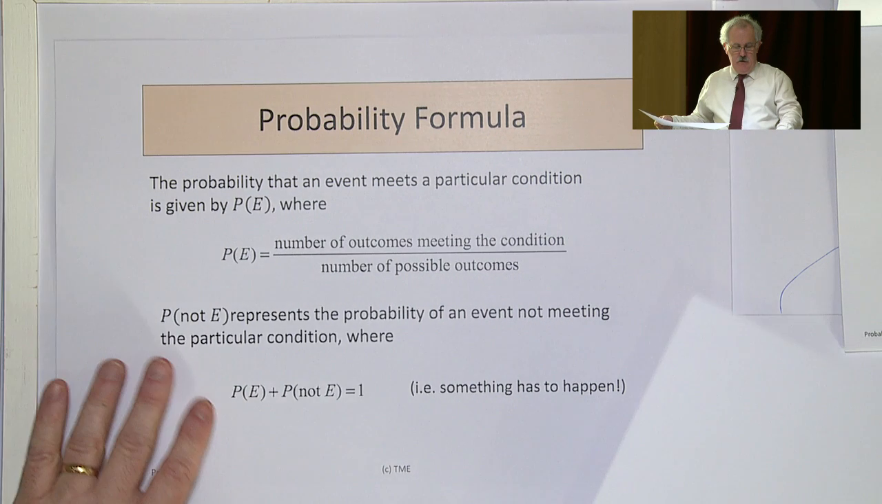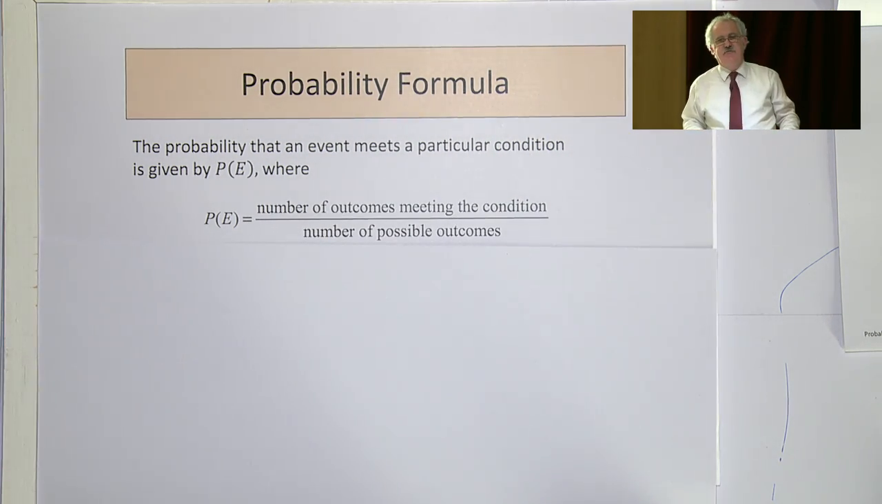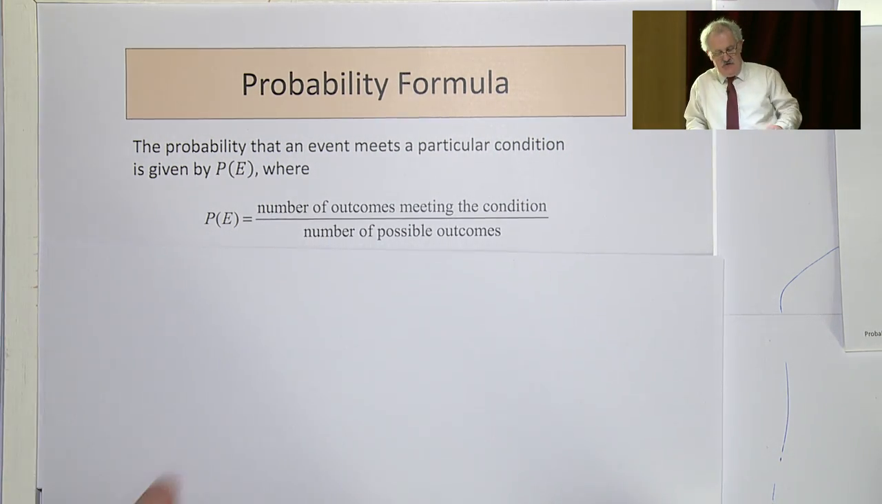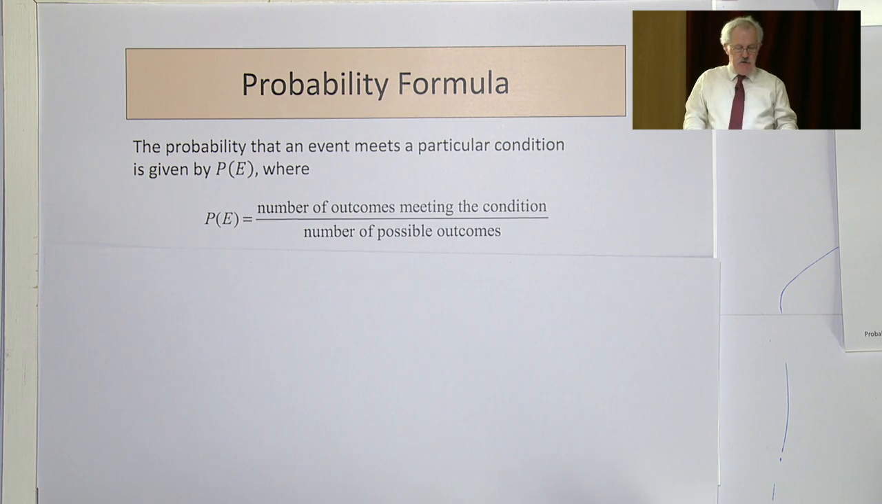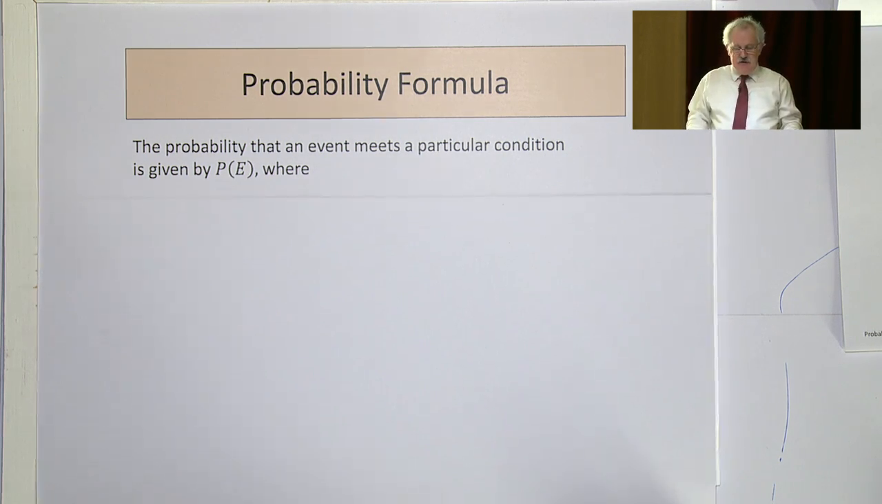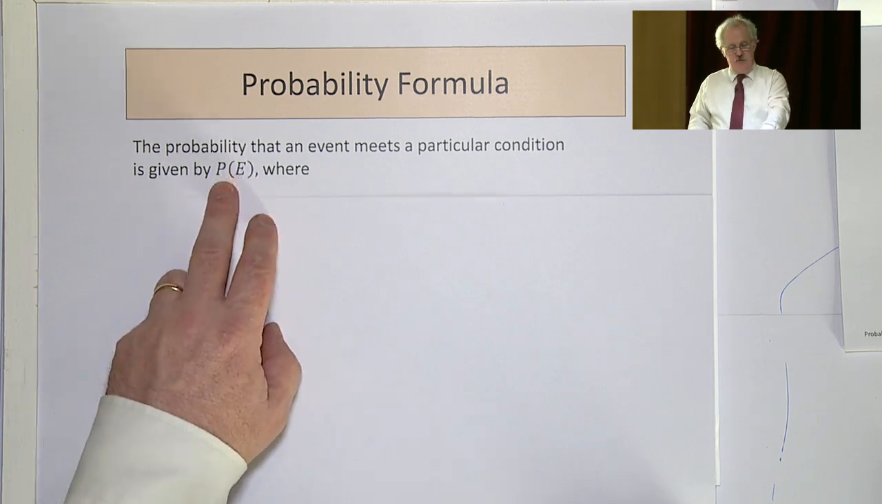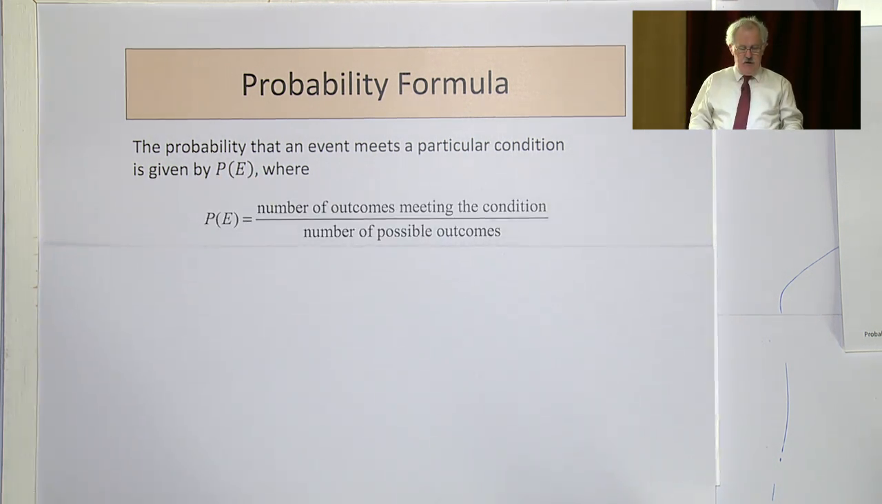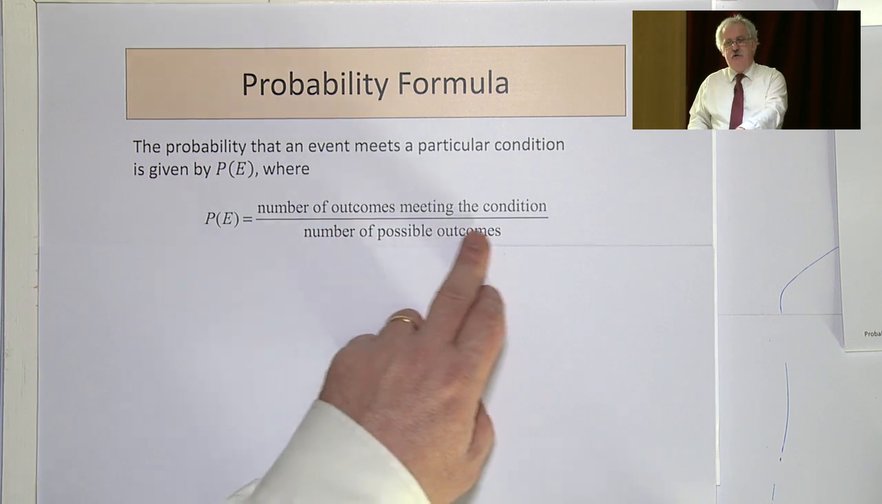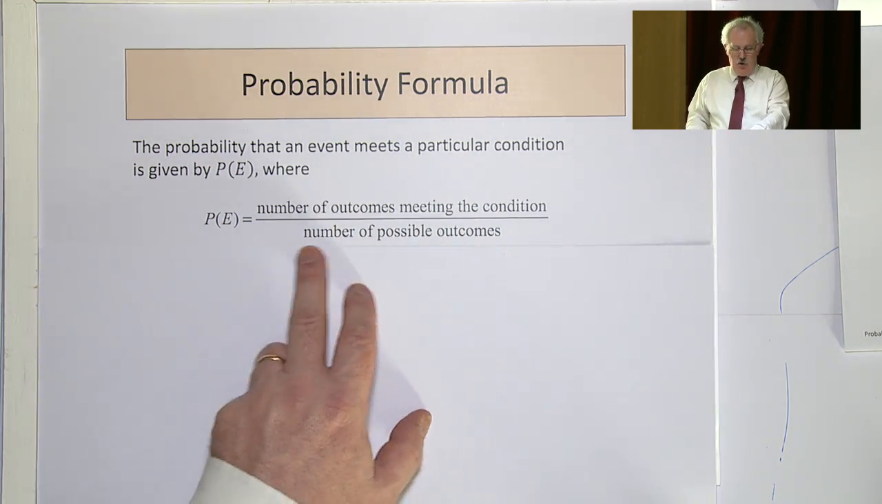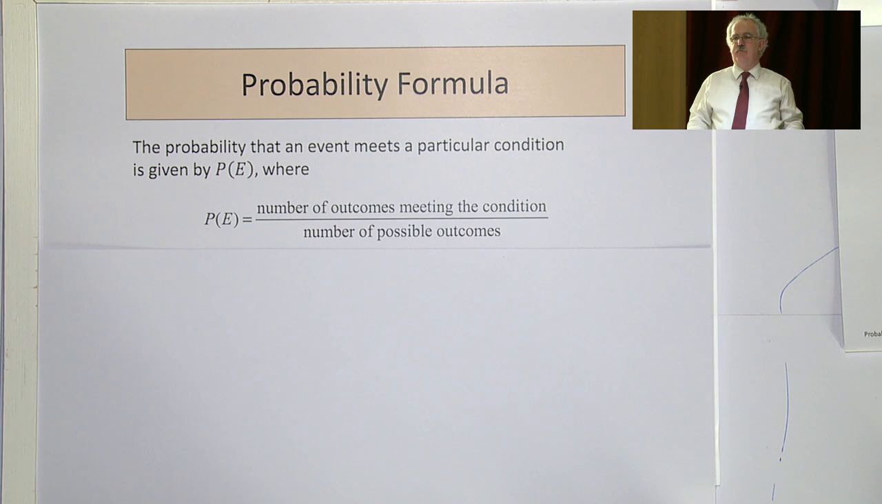Now, we start with the probability formula. It looks very long because it's written in English. But basically it says the probability that an event meets a particular condition is given by P(E), the probability of an event. And basically it's the number of outcomes meeting the condition over the total number of possible outcomes.